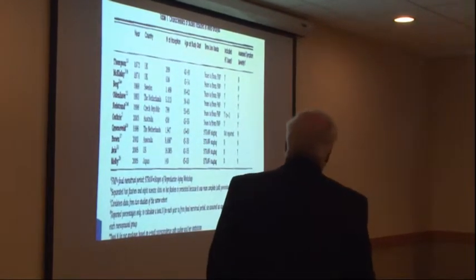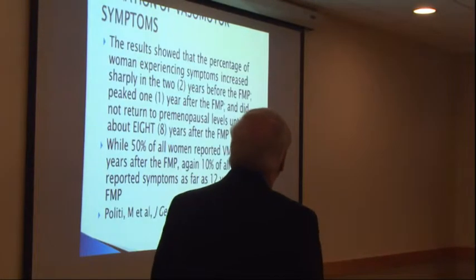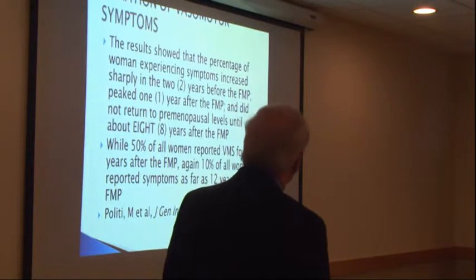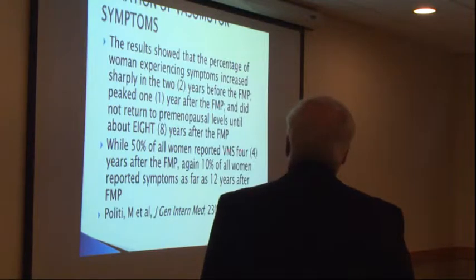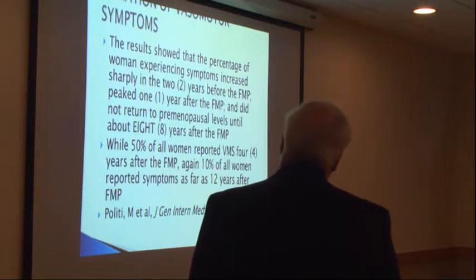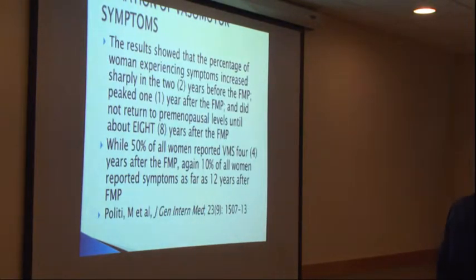You can see this STRAW staging is that classic statement that shows 1 year before, 2 years before, 3 years before, 1 year after, 2 years after, 3 years after. Bottom line is, as we anticipate, it rose sharply 2 years before the final menstrual period and peaked 1 year afterwards. Conclusion, 50% of women reported having hot flashes up to 4 years after the final menstrual period. 10%, just like Kronenberg reported, based on Feldman, 12 years after.